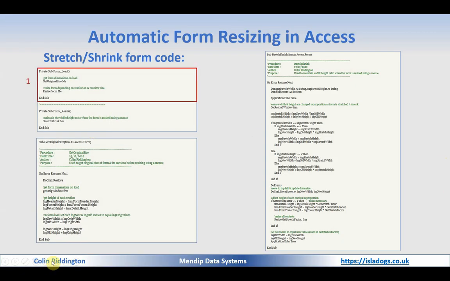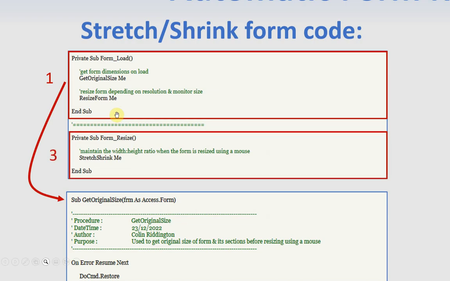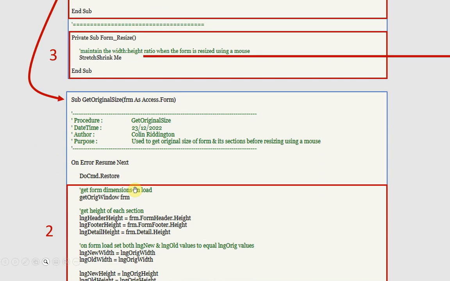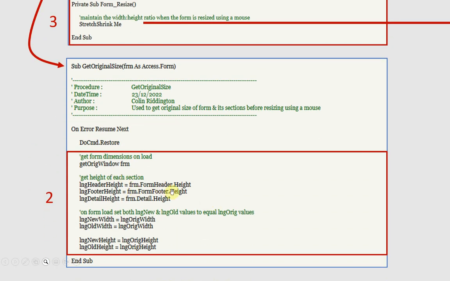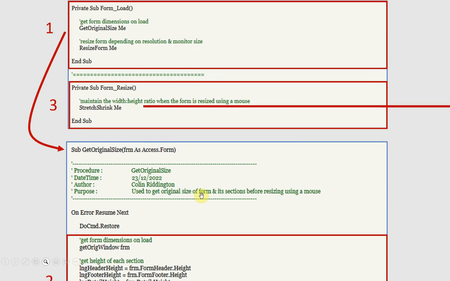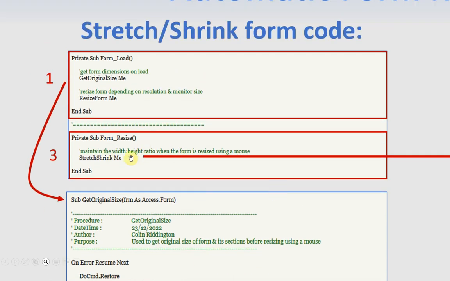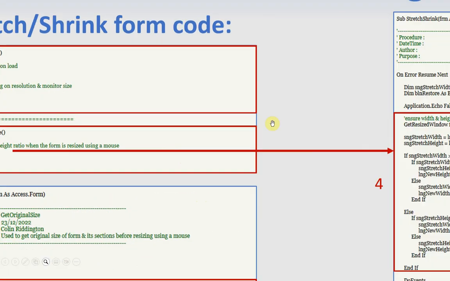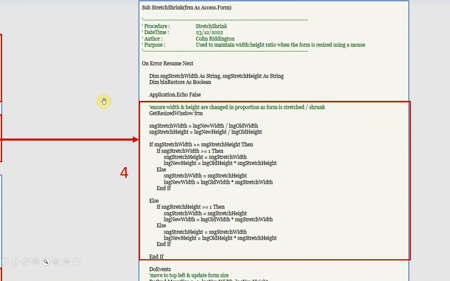Stretch shrink code then, again pretty similar. Here though, in the form load event, we get the original size of the form and save it for future use, and then we resize it. The original size, then it checks the dimensions of each section and the width of the form, and we get scaling factors to use with that. We then use another bit of code called StretchShrinkMe, which is again pretty similar to what we've done before, variations on a theme there.